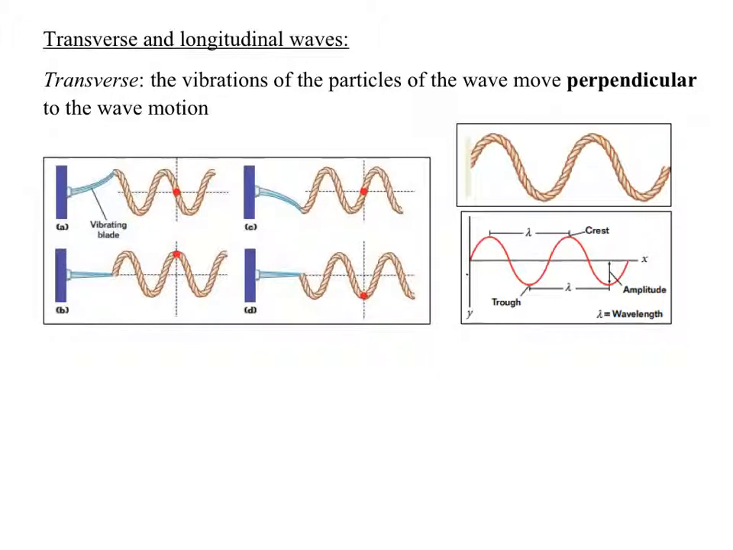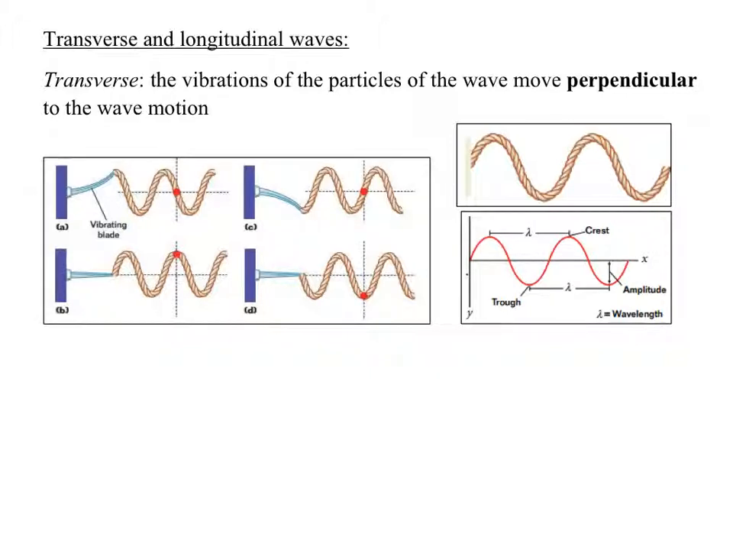So you're seeing here, this red dot is what's showing that the wave is moving, or the vibrations are up and down, but the wave is moving left to right. So we say that the vibrations are perpendicular to the wave motion, or the wave direction. Okay, that's where the perpendicular part comes in.